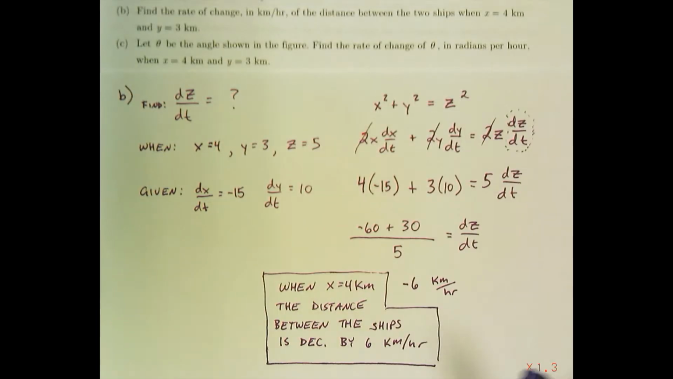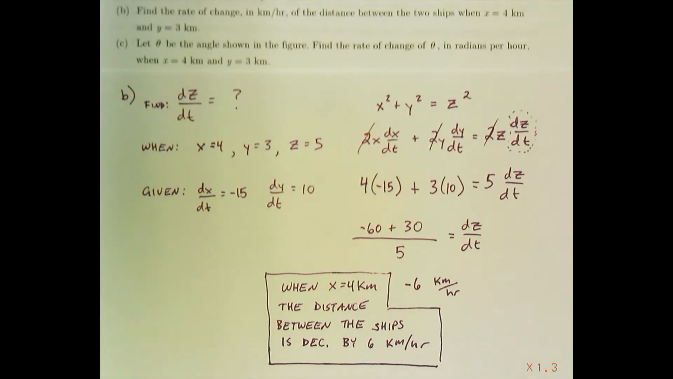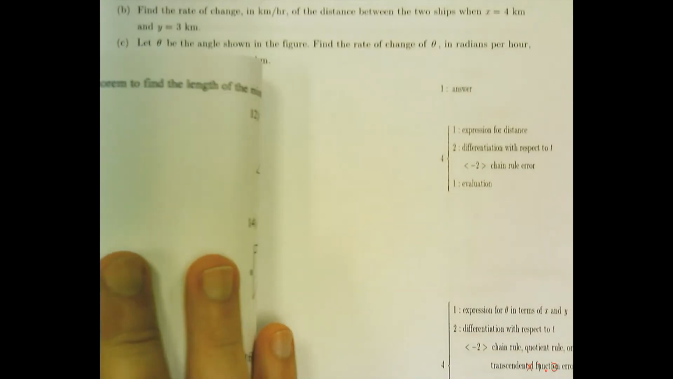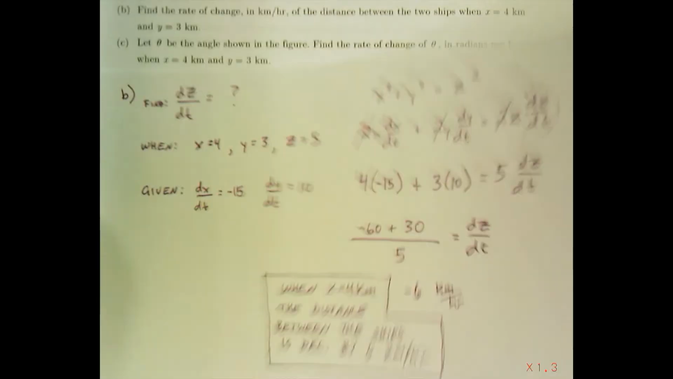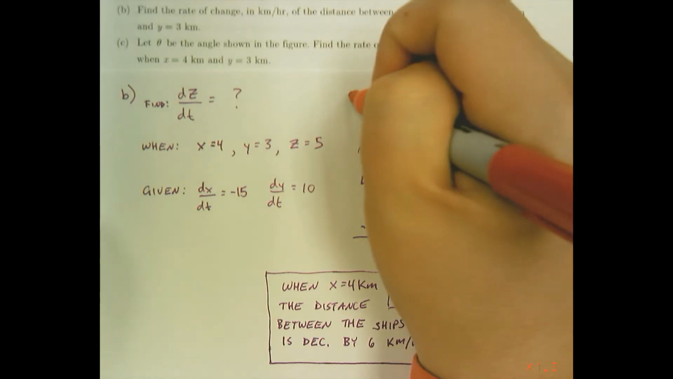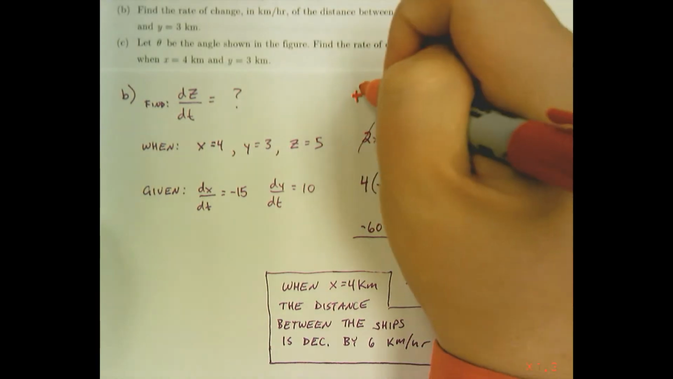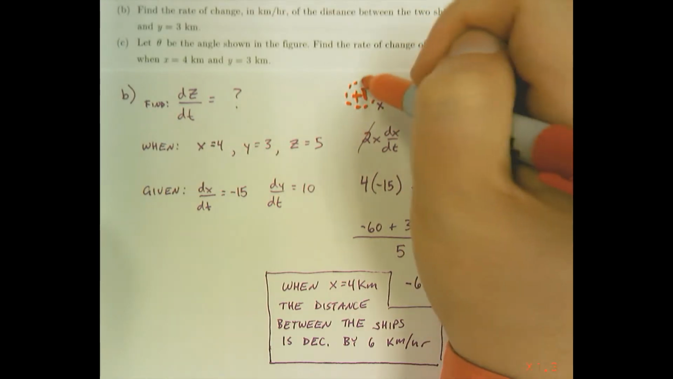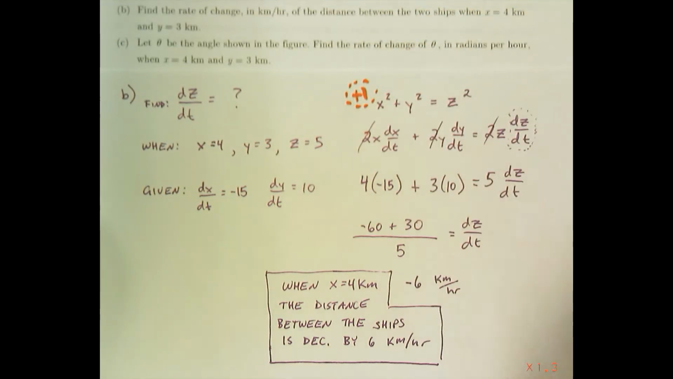Part B is worth 4 points. You get 1 point for the expression for distance. So +1 for understanding your Pythagorean theorem. Now there might be more ways to express this equation, but this is the way that I expressed it.